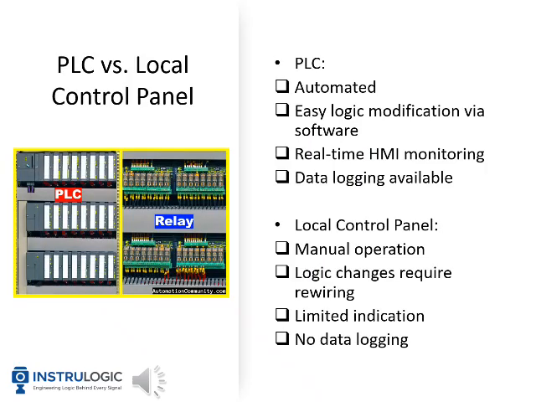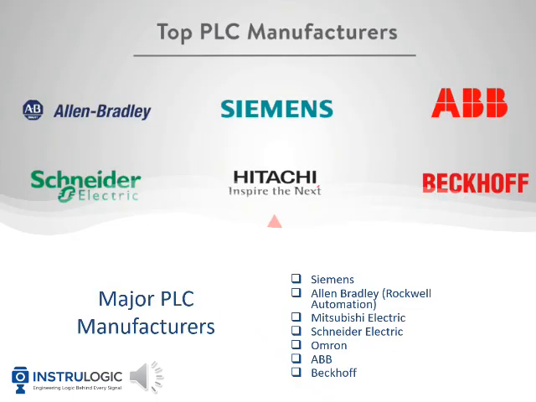Let's compare PLC with a traditional local control panel. A PLC system is automated, which means you can easily change the logic using software without rewiring. It also allows real-time monitoring through an HMI and supports data logging for better analysis. On the other hand, a local control panel is manual. Any logic changes require physical rewiring, and it offers limited indication with no data logging. Think of PLC as a smartphone, smart, flexible, and connected, while a local control panel is like an old landline phone, basic and limited.